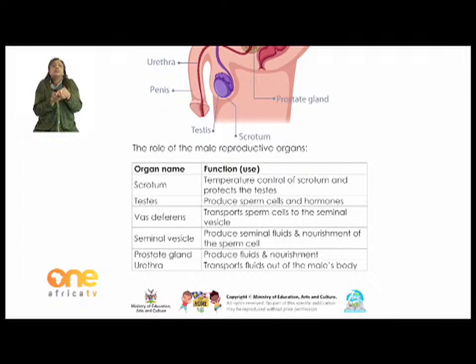So the sperm cell will need nourishment to keep it alive and healthy. And then from there, we have the prostate gland, which is responsible for producing fluids and nourishment, which will further aid the movement of the sperm cells. And all these contents will exit the male's body through the urethra.